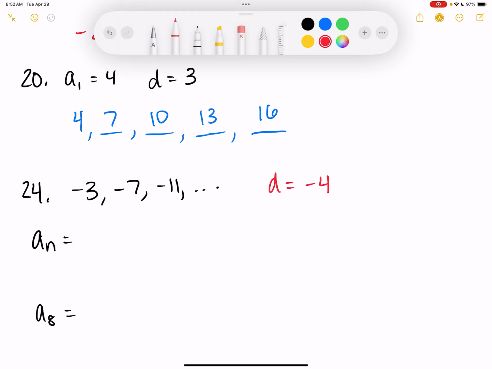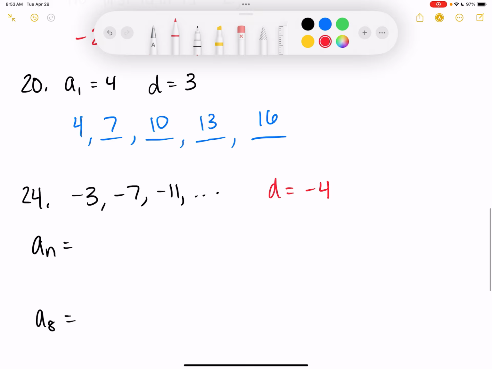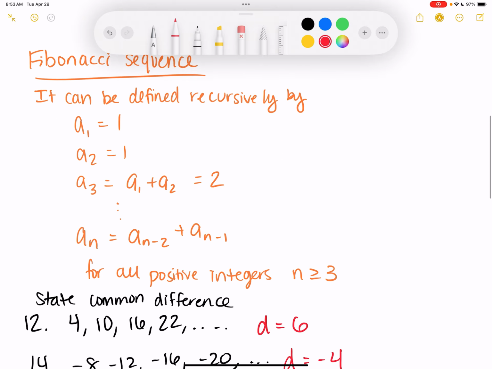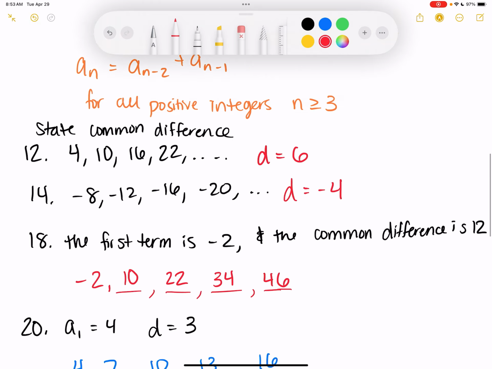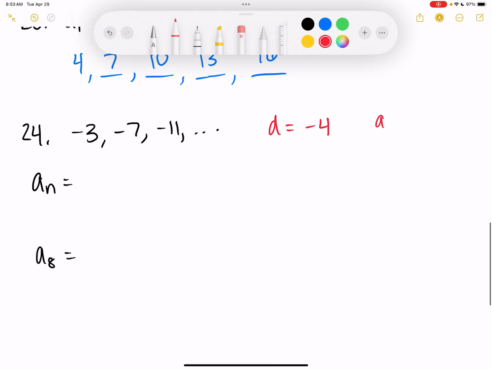So now I need to write a general rule for a sub n. Using that formula, a sub n is equal to a sub k plus n minus k times d. Let me write that down here.